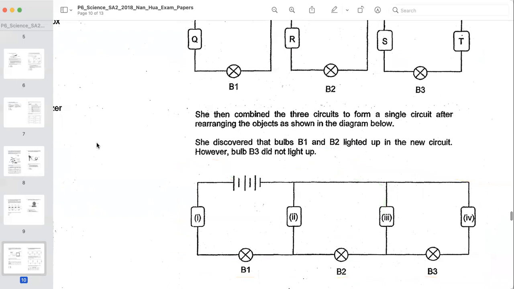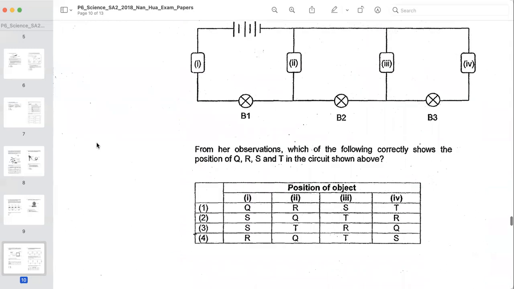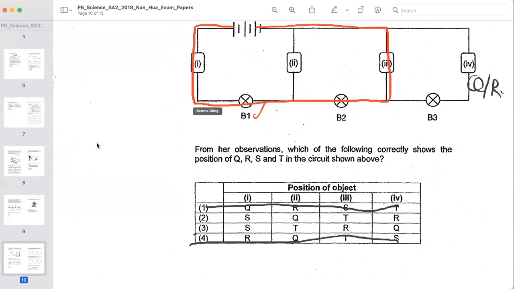So with this in mind, only Q and R are electrical insulators. So only Q or R can be in the last box. So I'm left with this. Now, the next one. With this in mind, then I have to rework certain assumptions. Now, B1 can light up if this whole loop is a closed circuit. Then B1 and B2 can light up, right?